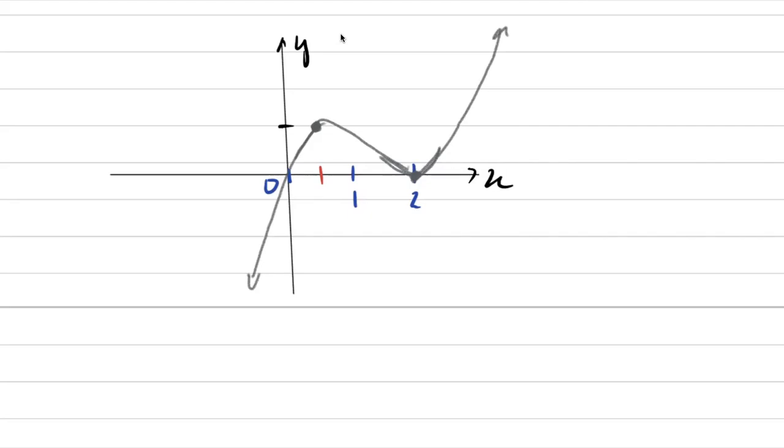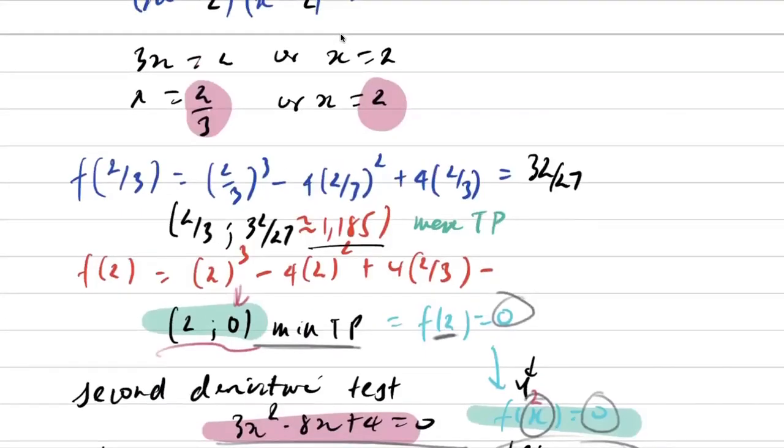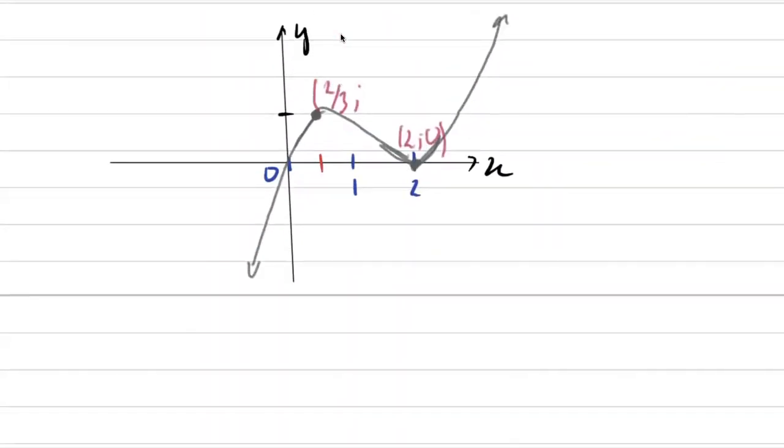This is a turning point at (2, 0). Let me just write where it is: (2, 0). And here is the maximum turning point at 2/3, and I think it was 1.something, it was 32 over 27. So (2/3, 32/27).